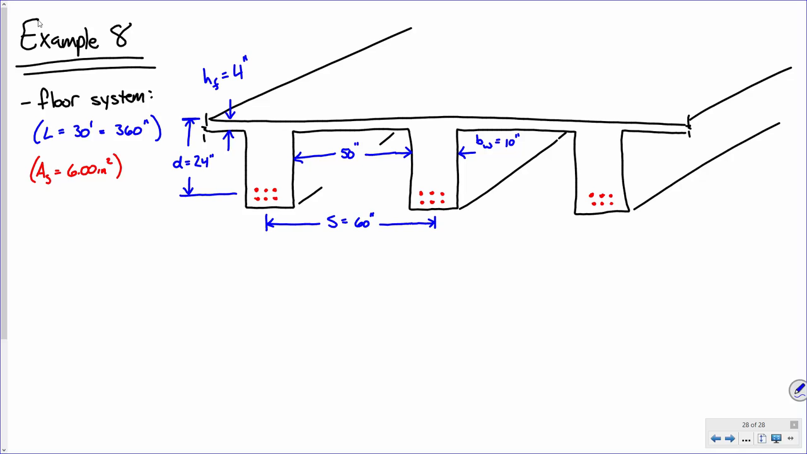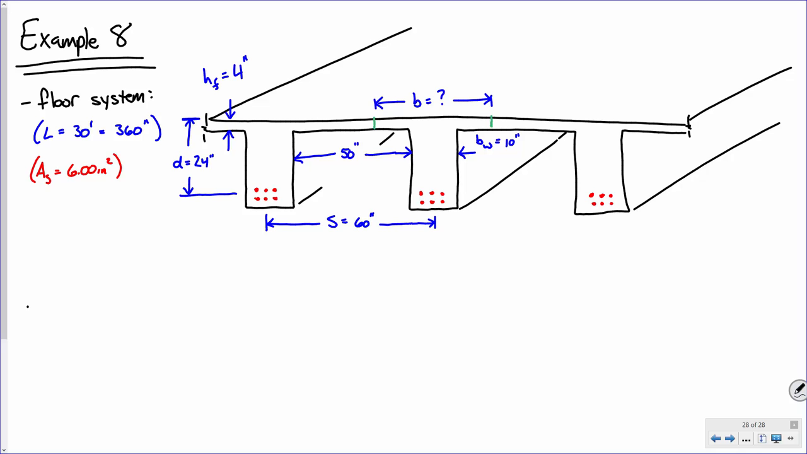Now, what we are after, however, is this. We want to know for a given beam, let's say we're looking at the beam in the middle, I want to know that. What's that? All right, that's a good question. Wouldn't it be 60? The answer is no.